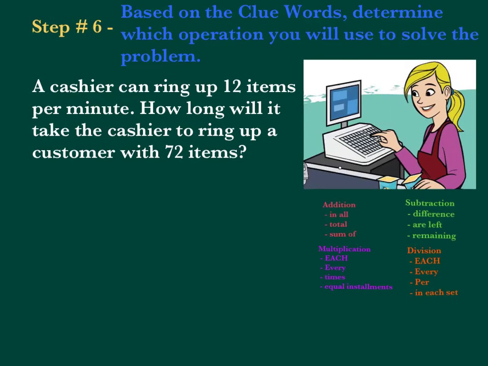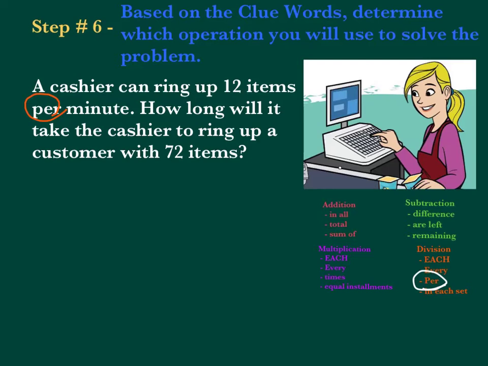Step 6. Based on the clue words, determine which operation you will use to solve the problem. Looking at this problem again, a cashier can ring up 12 items per minute. How long will it take the cashier to ring up a customer with 72 items? When we look at our clue words again, we're going to find the word per under division. So that means we're going to use division to solve this problem. We're going to take, again, the numbers out. 12 is the number of items that she can ring up in 1 minute. Per means 1.